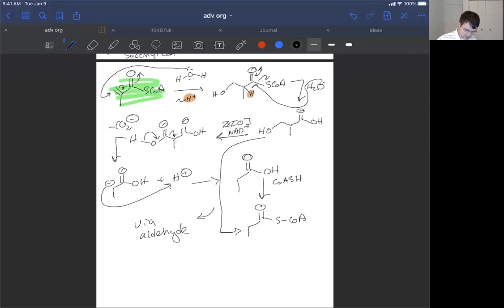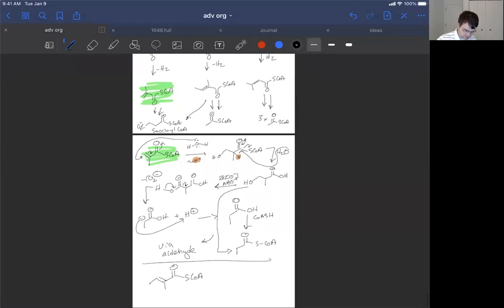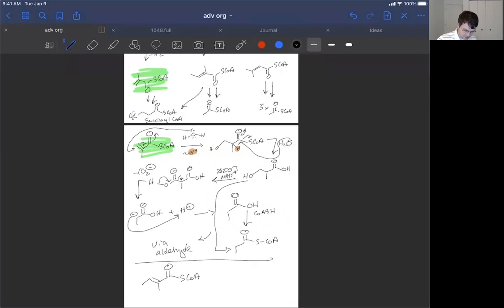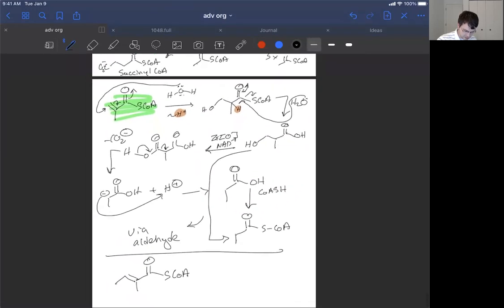The next intermediate is fun because it has a retro-Claisen reaction. So now we're going to start with a different alpha beta unsaturated thioester. We're going to start with this one. Just zoom out ever so briefly. That came from the top middle intermediate, which ultimately derived from isoleucine.